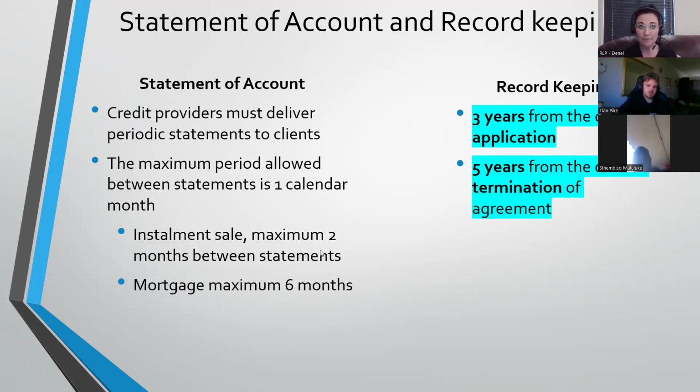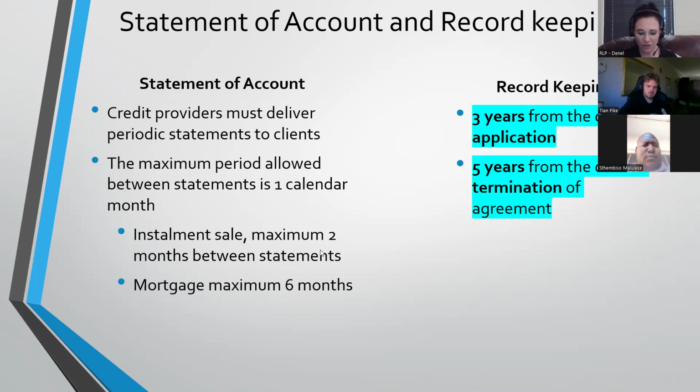Second scenario is client comes in, applies for credit, signs the contract. Now, only when the contract ends are they still obligated to keep record for 5 years of that agreement. Meaning that if the contract's supposed to end in 2027, 5 years from that date, you still keep record. Or if you settle it beforehand, from the date that it was settled, 5 years from that date, record must be kept about it, okay? They won't ask you to calculate the year. They will only ask you, what are the rules in terms of record keeping? 3 years application, 5 years termination.